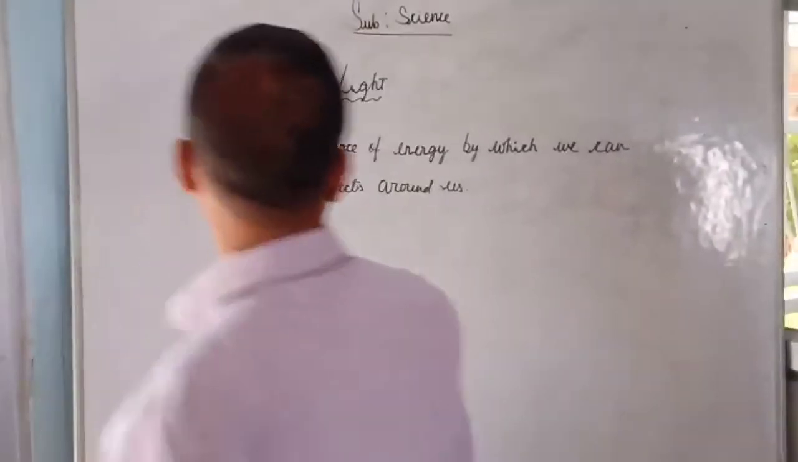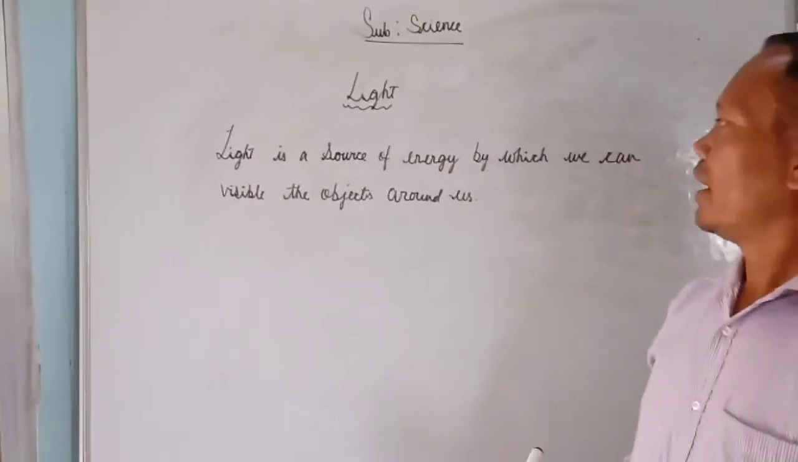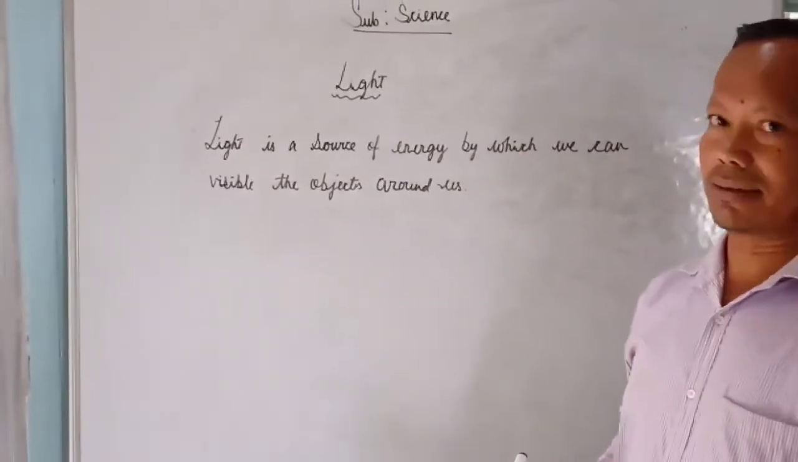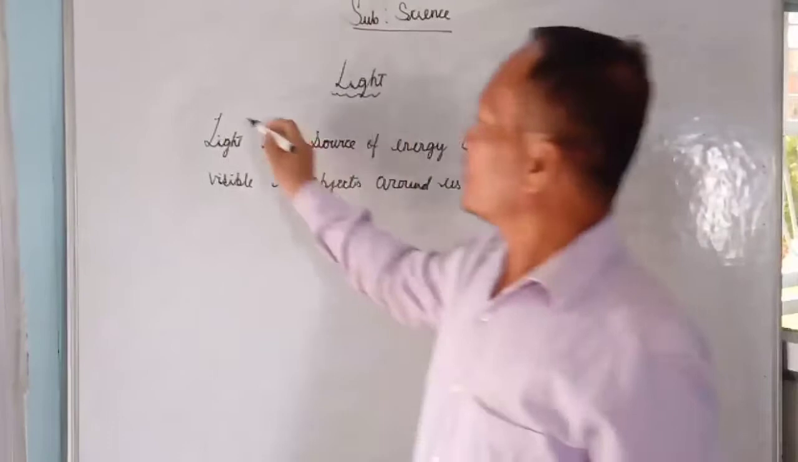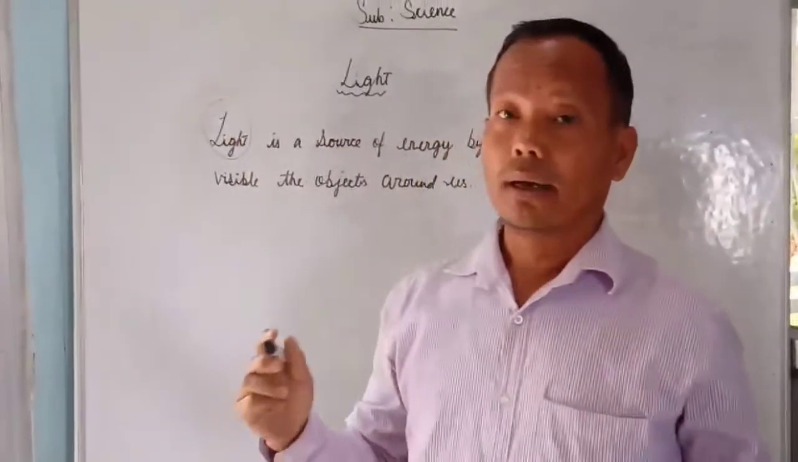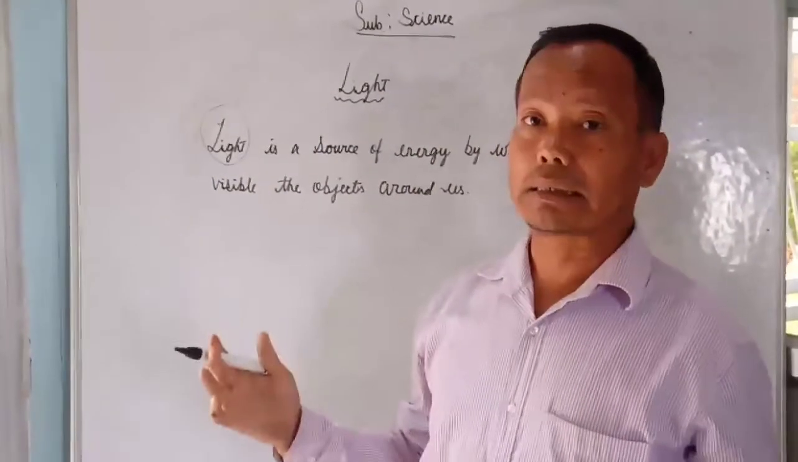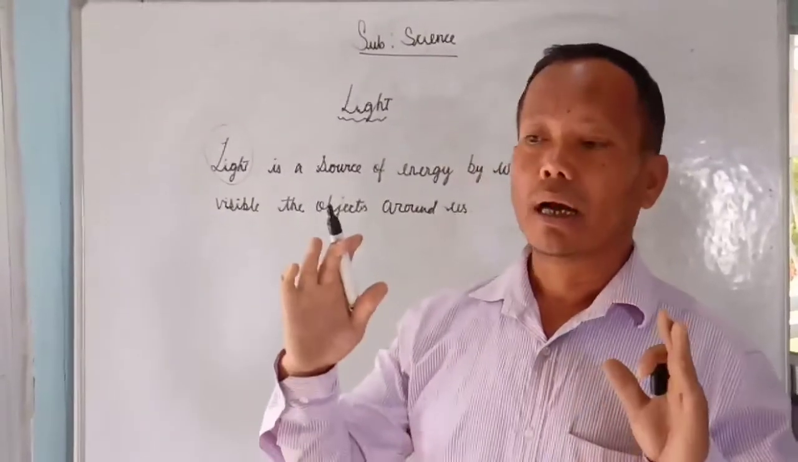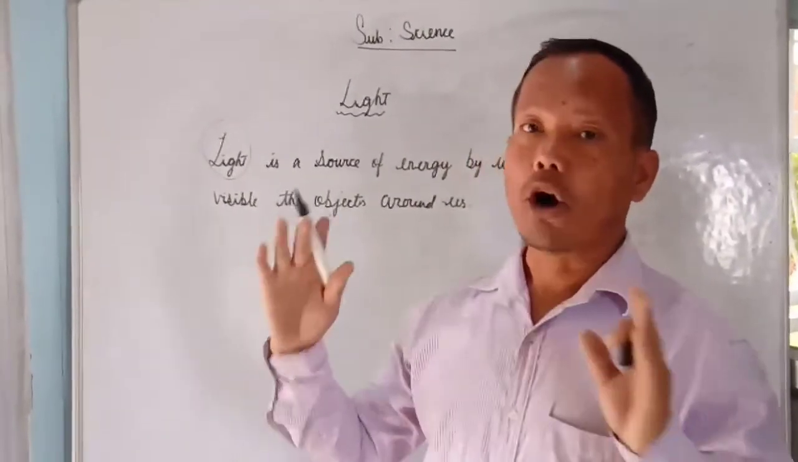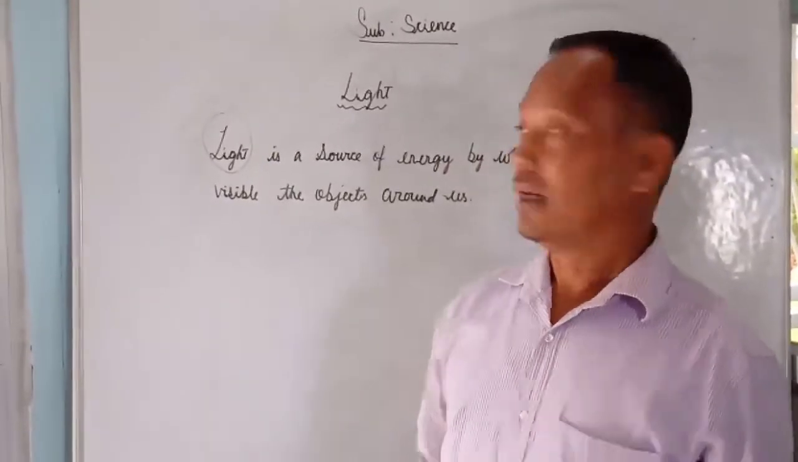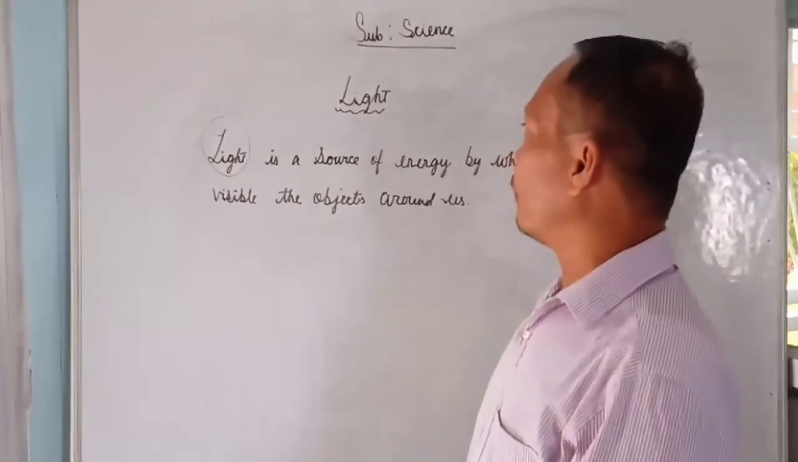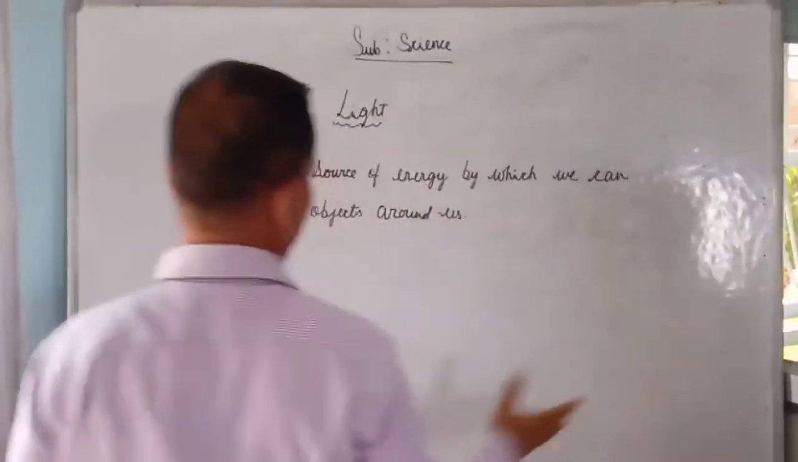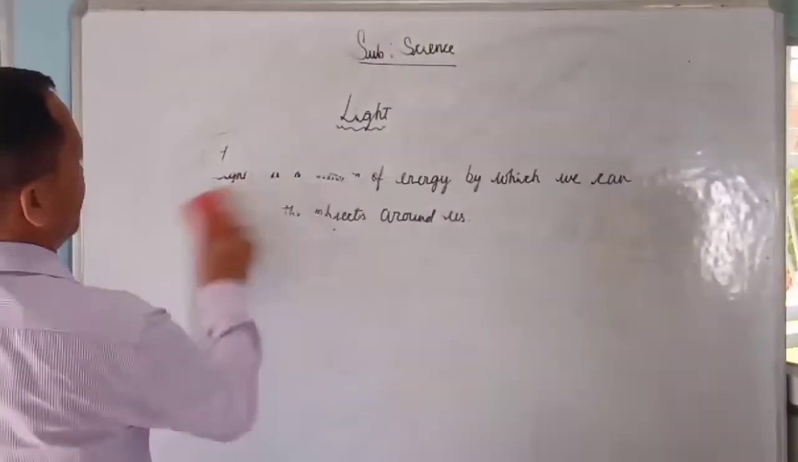Light is a source of energy by which we can see the objects around us. So when we talk about light, without light, we cannot see anything in the dark. With the help of light only, we can see the objects around us. Now we'll see different types of objects. There are two types of objects.